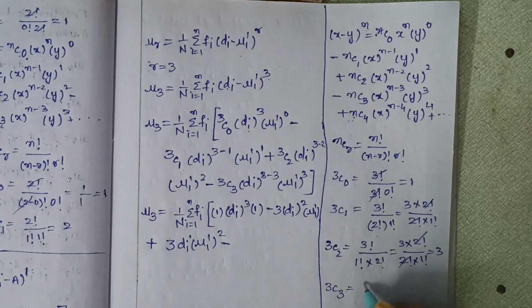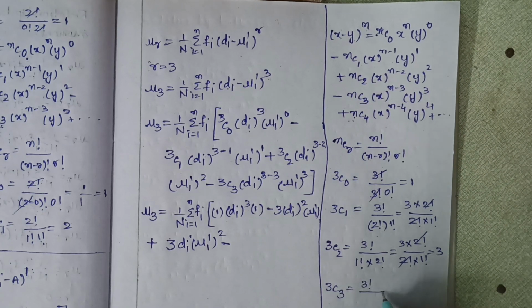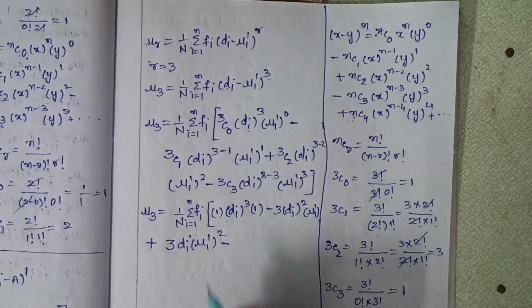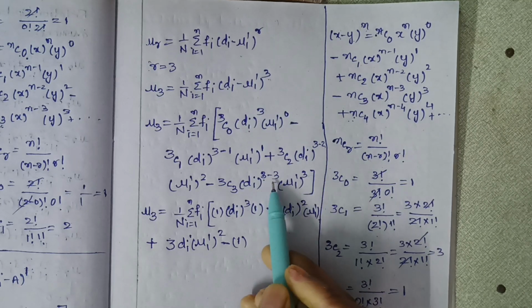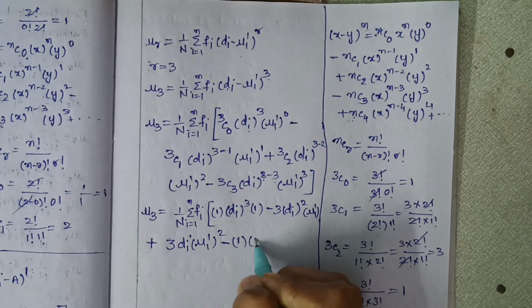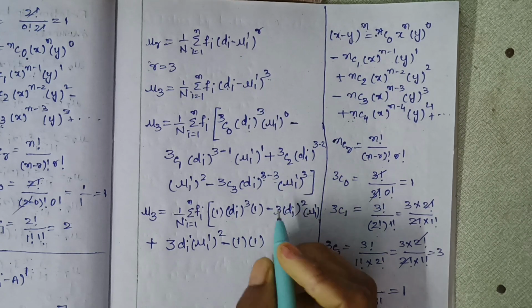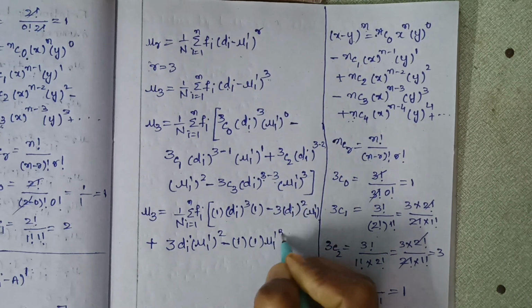3C3 is equal to 3 factorial by (3 minus 3) factorial, 0 factorial into 3 factorial. So we get it as 1. Therefore 1, and 3 minus 3 is 0. Anything to the power of 0 we get as 1. So 1, and we are remaining with mu1 dash to the power of cube.